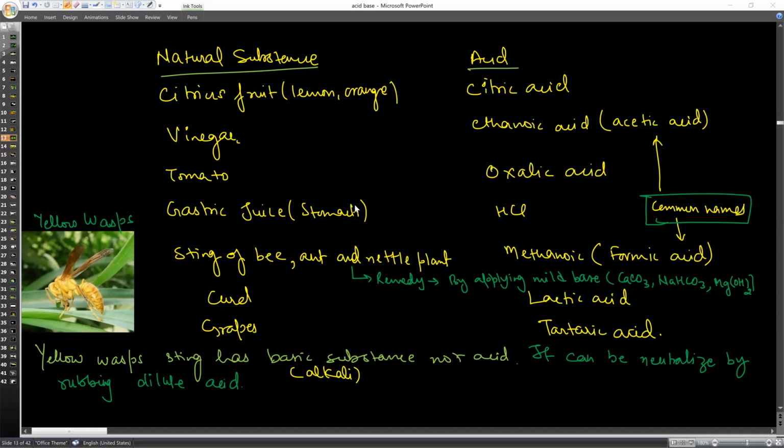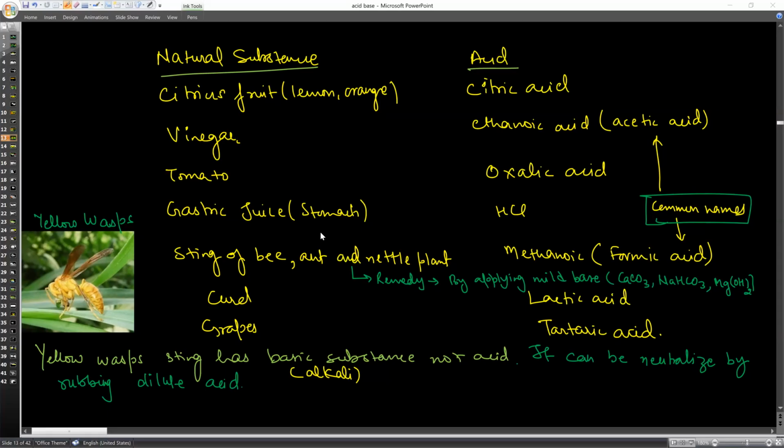Now, this is very important: I have already discussed with you that there are some natural substances that have some acid in them. And this is very popularly asked in 1 mark MCQs. So you have to note it down that citrus fruits like oranges and lemon have citric acid. Vinegar, which is very popularly asked, has ethanoic acid, and oxalic acid is present in tomatoes. And moreover, the gastric juice. Whenever I talk about gastric, it is related to the stomach, so gastric juice is specially present in the stomach.